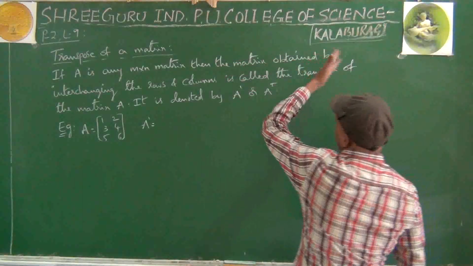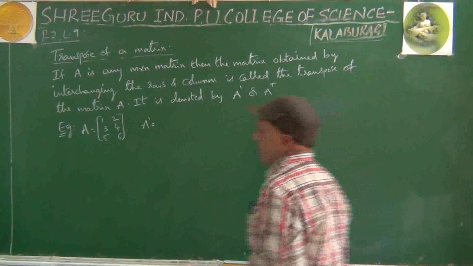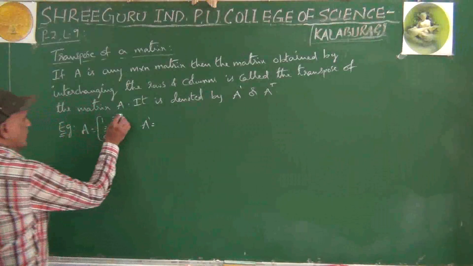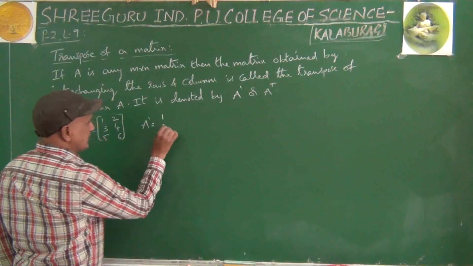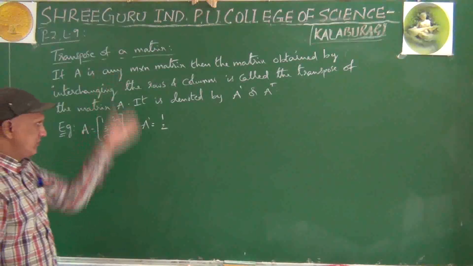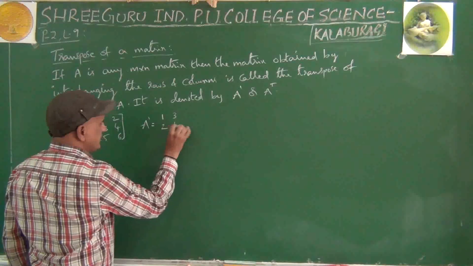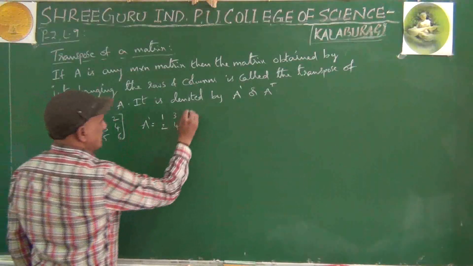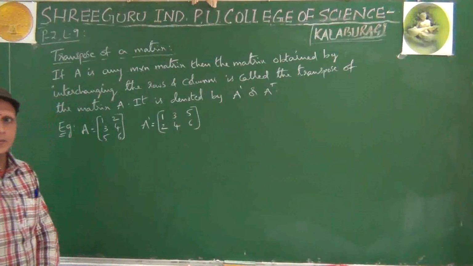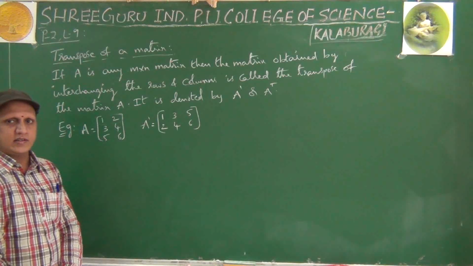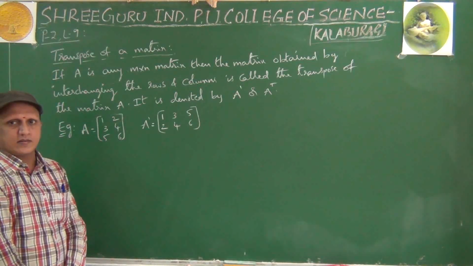The matrix obtained by interchanging the rows and columns. What is the first row here? 1, 2. Make it the first column. Second row, make it the second column. Third row, make it the third column. That's it. Right? This is called the transpose of the matrix.